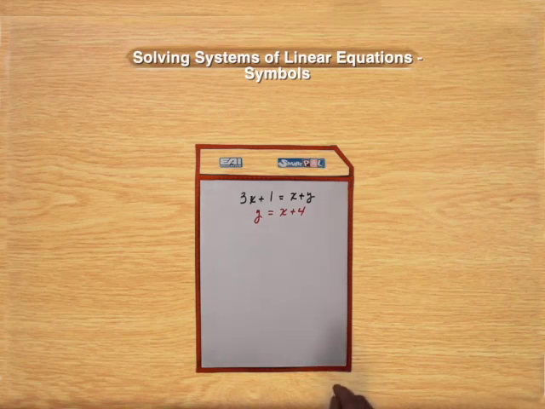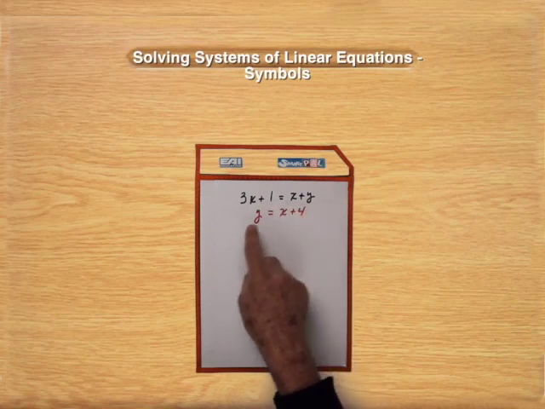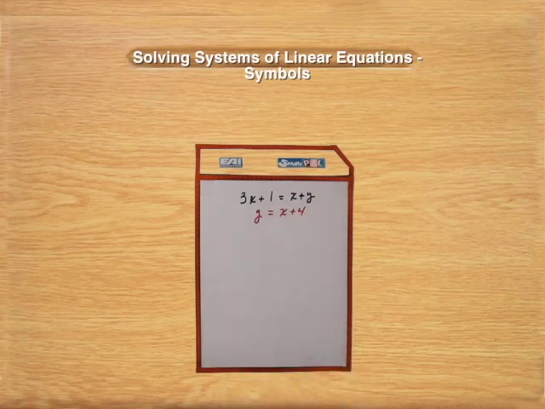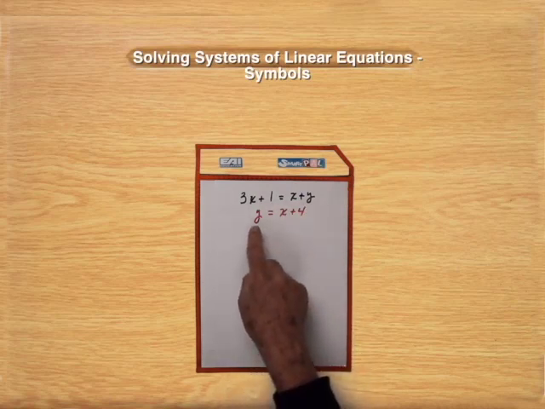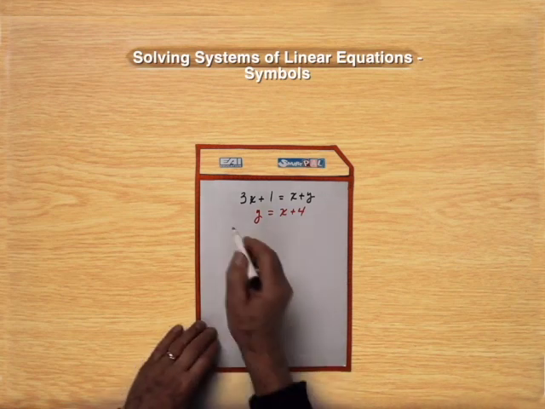And what's happening in this system is the value of x in both of these equations is exactly the same, and the value of y in the two equations is exactly the same. What we want to do is find out what the values of x and y are. One of the ways we can do this is the following.